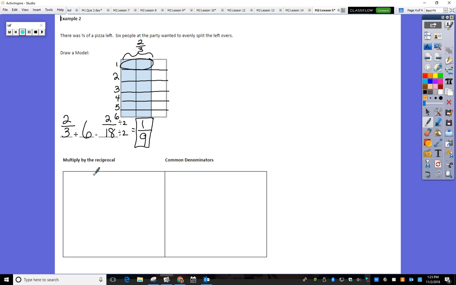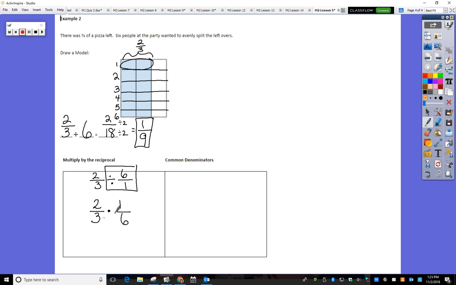So the original problem was 2/3 divided by 6, which I'm going to change into 6 over 1. Instead of dividing by 6 over 1, I'm going to be multiplying by its reciprocal. So the 2/3 stays the same. The division changes into multiplication, and I find the reciprocal by flipping the numerator and denominator of the second fraction. I'm going to go ahead and cross-simplify here because I see that I can.